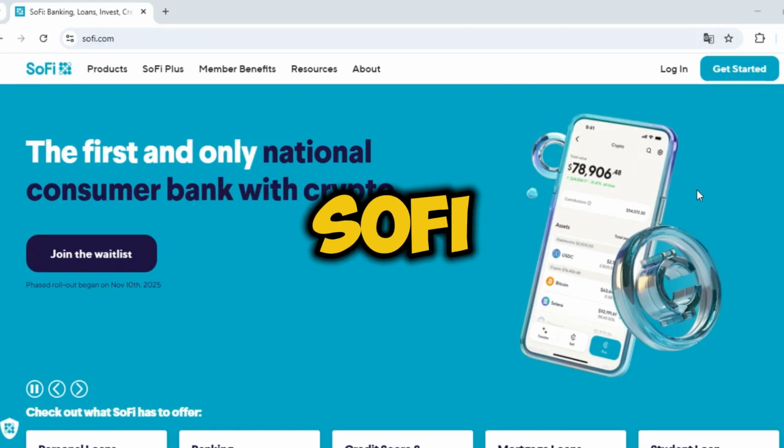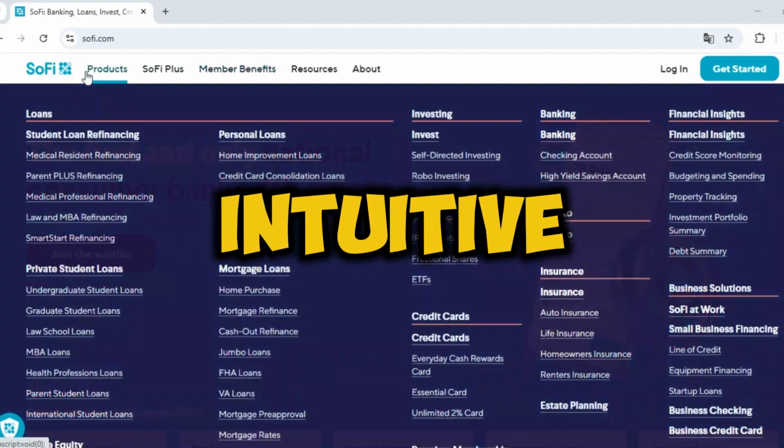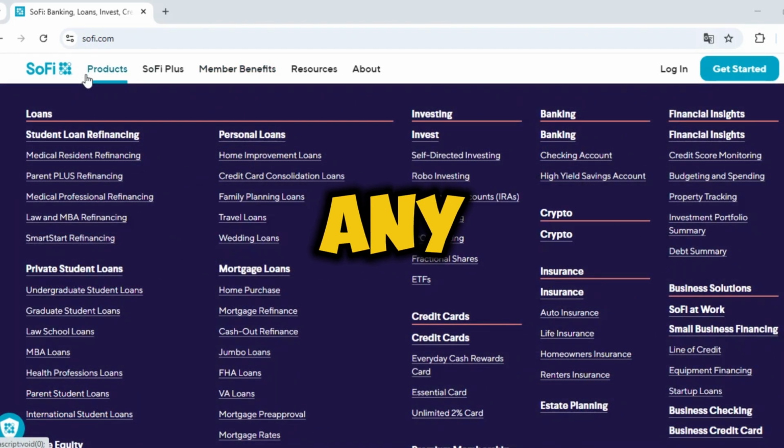Trading stocks on SoFi Invest is designed to be simple, intuitive, and accessible for investors at any level.